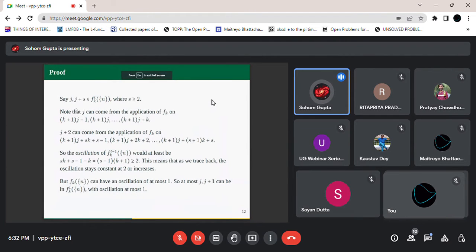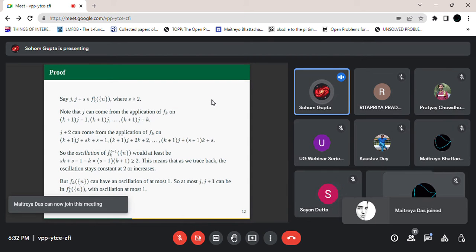So j and j plus s, suppose s is greater than or equal to 2, are present in this set. Now, if you think carefully, I told you that one j can have a lot of preimages. And what are those preimages? Those preimages are precisely k plus 1 times j minus 1 all the way up to k plus 1 times j plus k. And you can clearly see, if you divide these by k plus 1, the remainders go from minus 1 to k. And you can find out from the definition of the function fk of n that these are the preimages. So no other numbers can yield a j under the action of fk only one time.